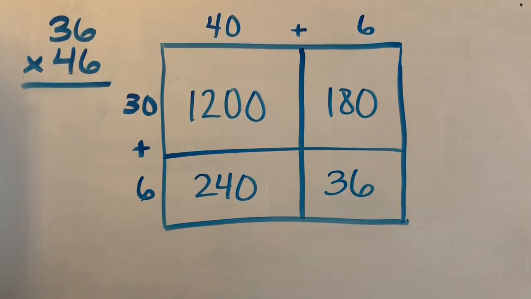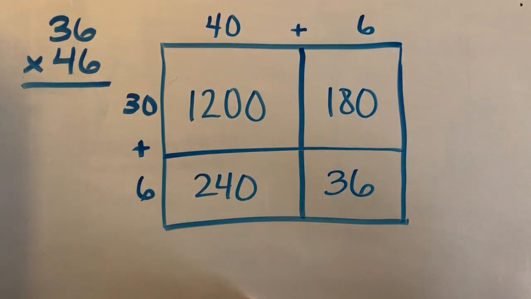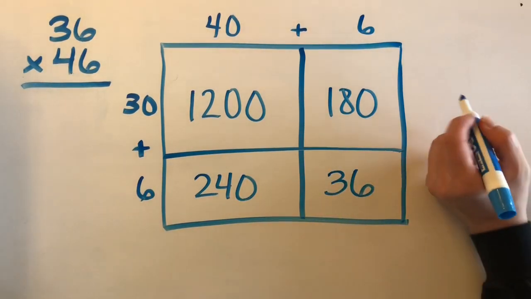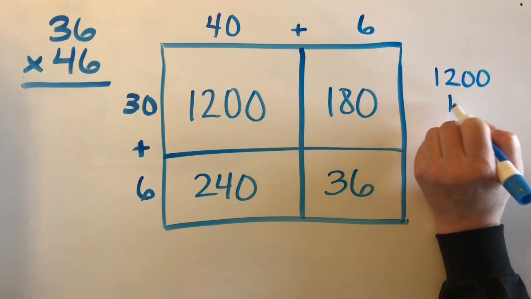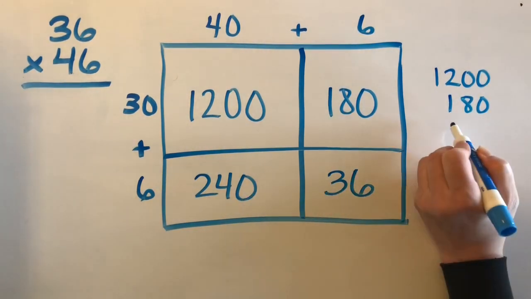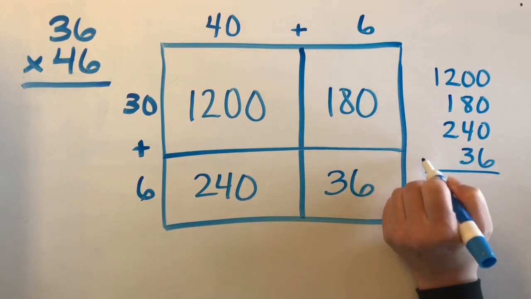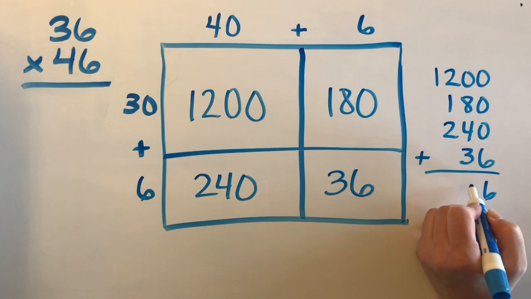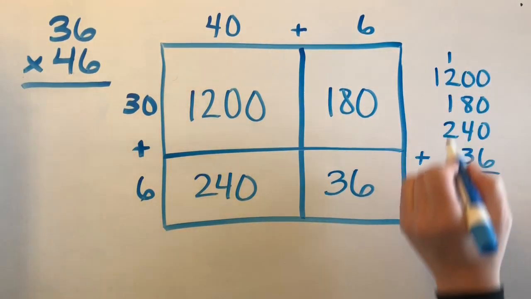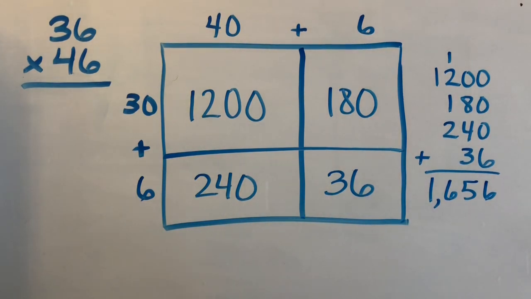All right, so once I fill in the area model, I simply add up all the areas, the partial areas. So I would add up 1,200 plus 180 plus 240 plus 36. If I add all these up, I will get 1,656.